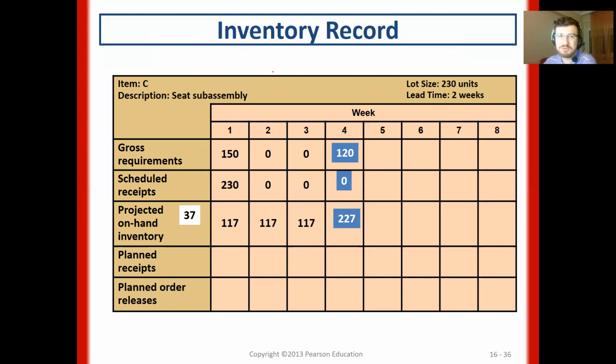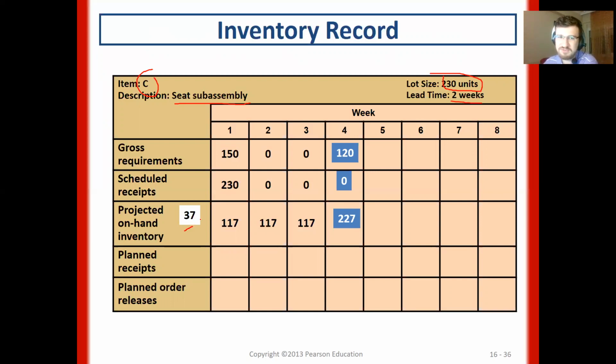This item is from our previous lecture. This is for seat subassembly. It's called part C. Remember, we talked about the bill of material for producing a bicycle. Bicycle is a parent and it has some children, and these children are called sub-assemblies or components. Some of them are purchased, some of them are produced in our workshop, right? And this is the seat subassembly, and the lot size is 230 units. It is fixed, and the lead time is 2 weeks.